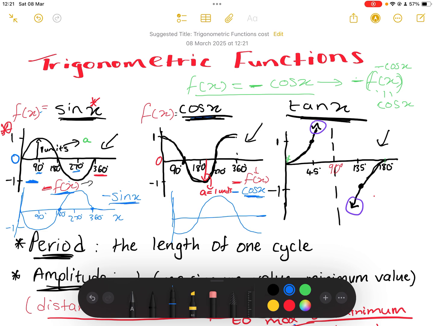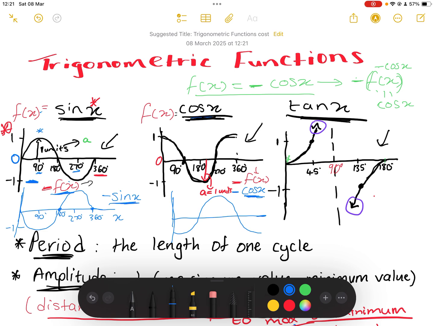You can see the new graph that is written in blue has changed. At 90, remember at the normal graph it was positive 1, but now it has changed to negative 1. And the one that was negative 1 has changed to positive 1. The 270 has changed. But 180 and 360 are still 0, because we can't reflect 0. 0 is still 0.